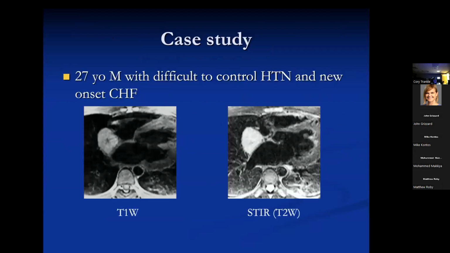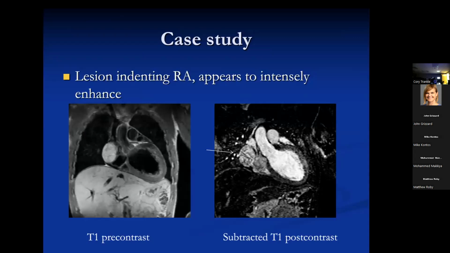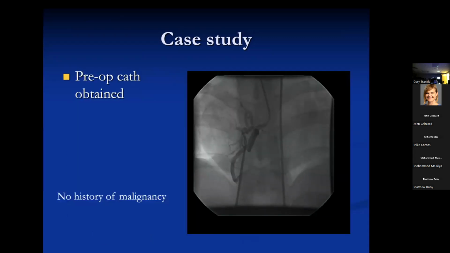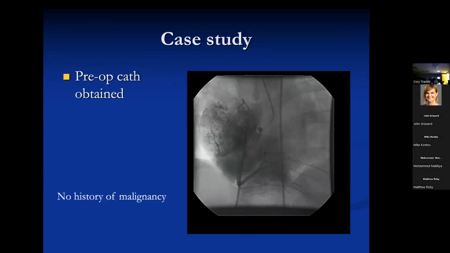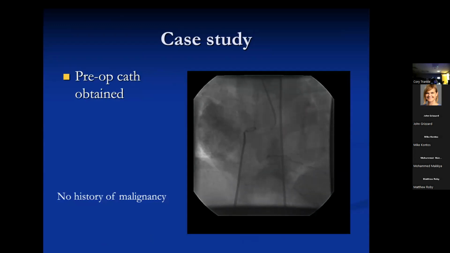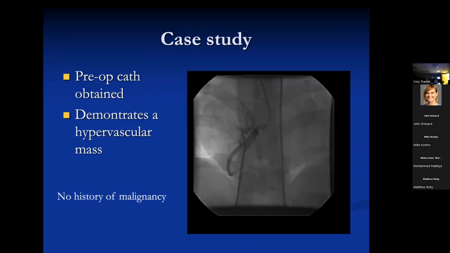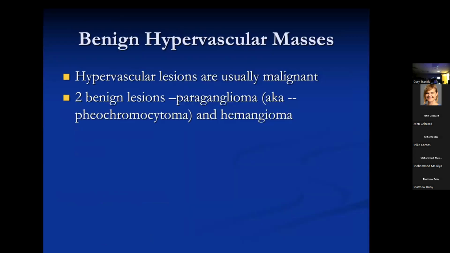Okay. Another case study. This is a 27-year-old man who had really scary episodic hypertension and new onset of heart failure. Here's a T1 image on the left. T2 is bright there. As you see, it's in the interatrial septum and extends into the wall of the right atrium. T1 pre-contrast and post-contrast, the thing really enhanced. And then here's an actual angiogram. And that is a vascular tumor. He did not have a history of malignancy, so that's sort of interesting, right? That's a really vascular lesion.